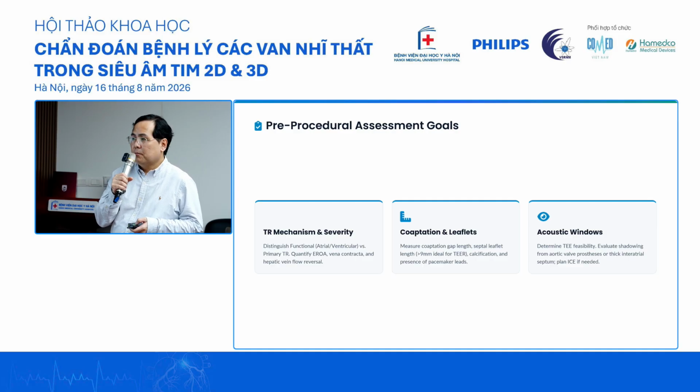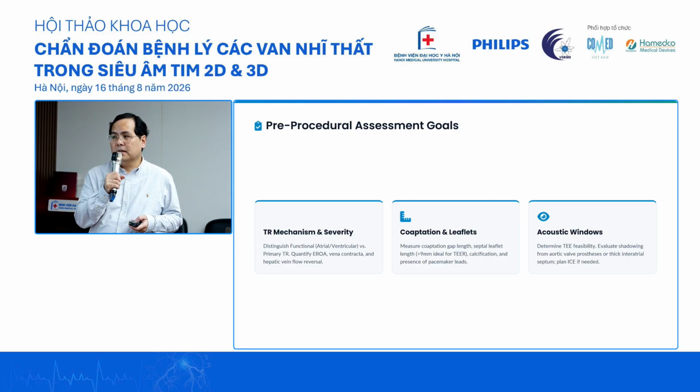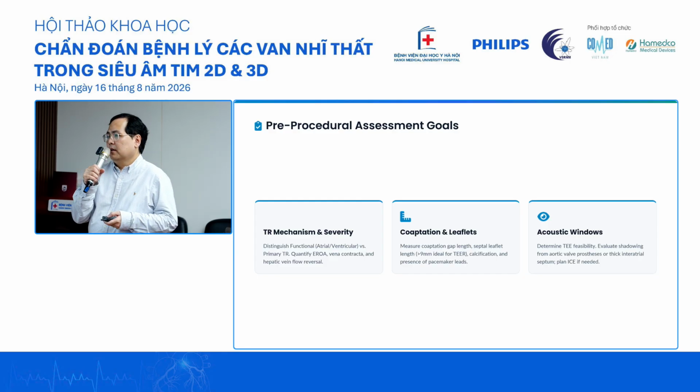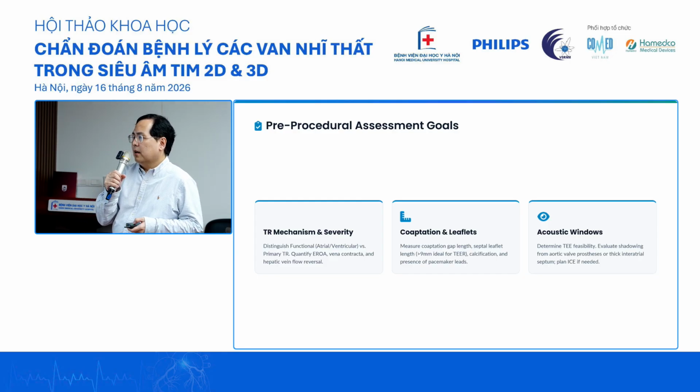Amount of calcification, the more calcium there is, the more unsuitable the patient is for TriClip. And the presence of pacemaker lead, because pacemaker-induced tricuspid regurgitation is getting more and more common because we implant more and more devices, and usually the septal leaflet is splayed open by the lead. And acoustic window, we have to determine whether the TEE is feasible. We have to evaluate whether any shadowing from the aortic valve prosthesis.